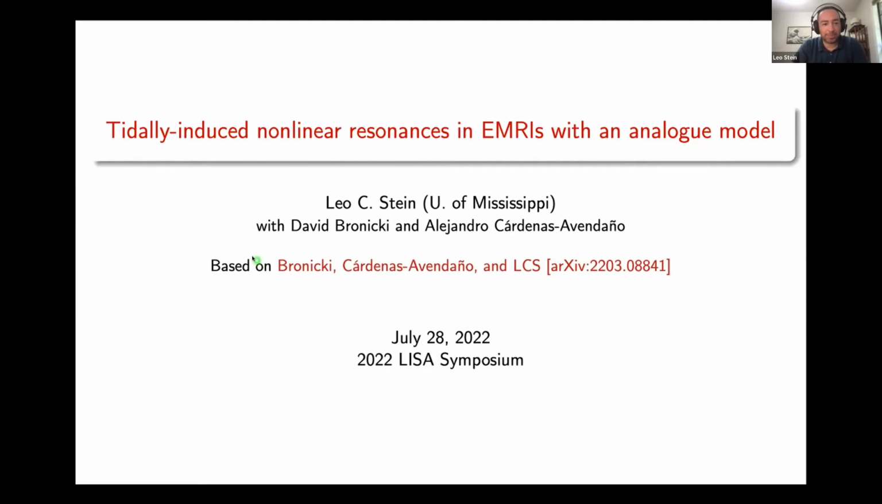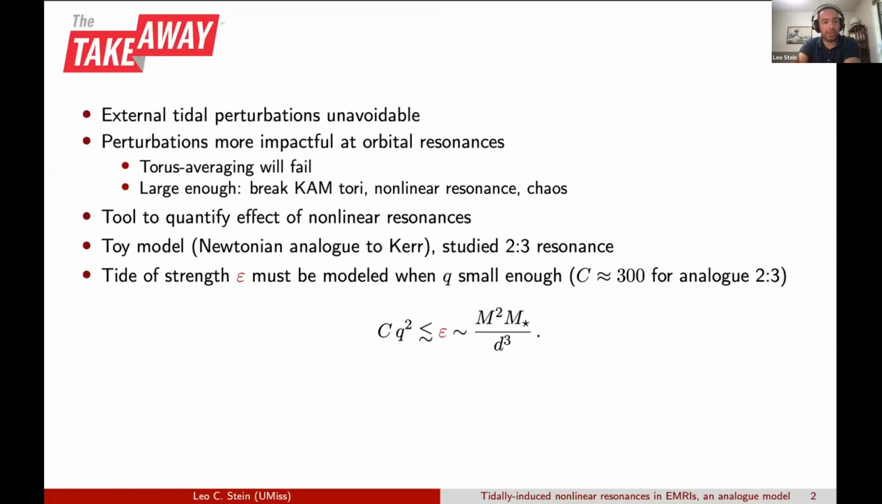Okay, so let me just give you the punchline in case you want to go back to checking your email. I think the important thing to remember from our work is the following. In EMRIs, very small perturbations are important because they will be very sensitive to lots of physics. One type of perturbation that we know exists out there in the universe that is unavoidable is due to the gravitational effect of everything else nearby that causes a tide on an EMRI system. And perturbations are more important when you get to orbital resonances. So at resonances, torus averaging fails. Not that averaging is always the thing to do. But anyway, let's focus on these resonant dynamics.